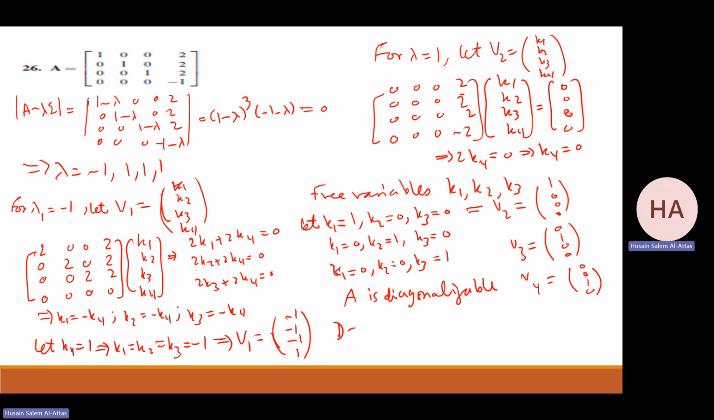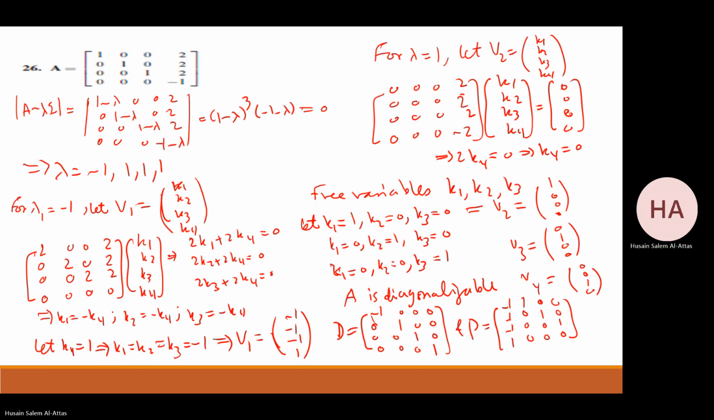And D will be equal to, I start with minus 1, 0, 0, 0, 0, 1, 0, 0, 0, 0, 1, 0, 0, 0, 0, 1. And P, the eigenvectors: minus 1, minus 1, minus 1, 1, then 1, 0, 0, 0, 0, 1, 0, 0, 0, 0, 1, 0. That will be P. Yeah. Good.